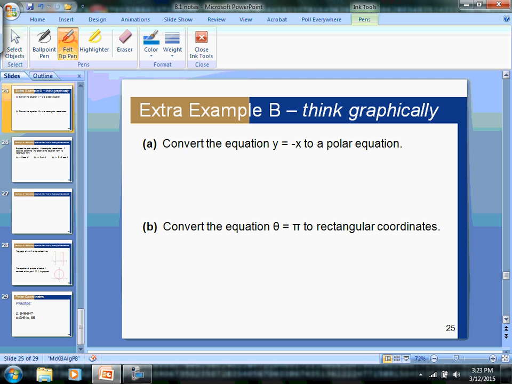Now, in these examples, you want to think of these graphically, because we're really familiar, I hope, with the equation y equals negative x, or even just y equals x. Okay, that's just a line, good old slope-intercept form. So if I just thought of that mentally, just made a picture, okay, that's this line right here, y equals negative x. You start at 0, 0, and you go down 1 and over 1, down 1 and over 1, down 1 and over 1, down 1 and over 1.